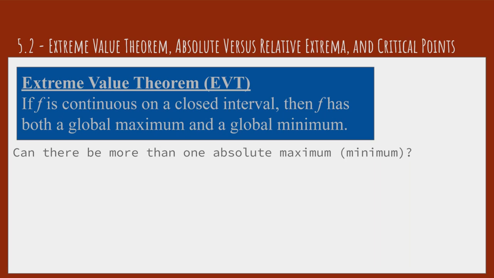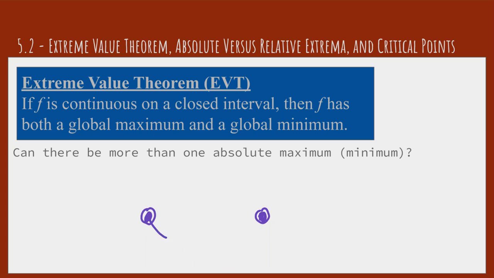One is, can there be more than one? So if we have on a closed interval, let's say we have something that looks like that, that's going to have one minimum and one maximum. But it is possible to have more than one. Just to give you a real simple example here, in this case, the endpoints are both absolute maximums. So we can have more than one.